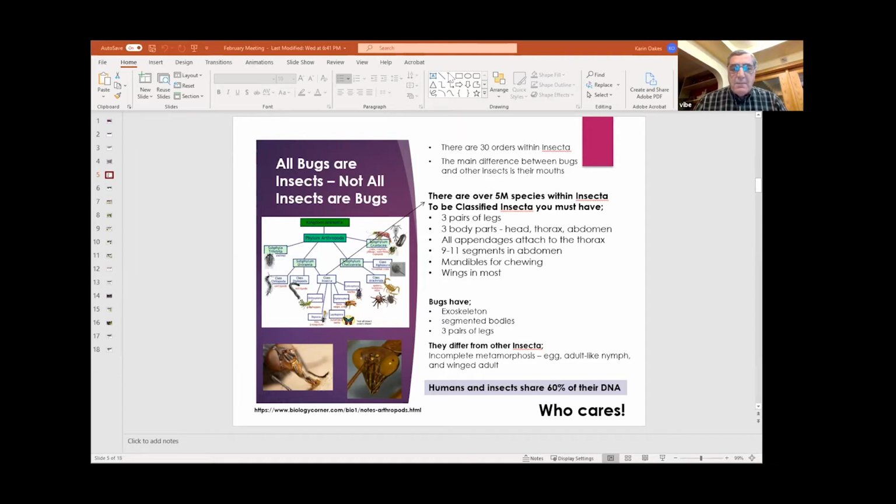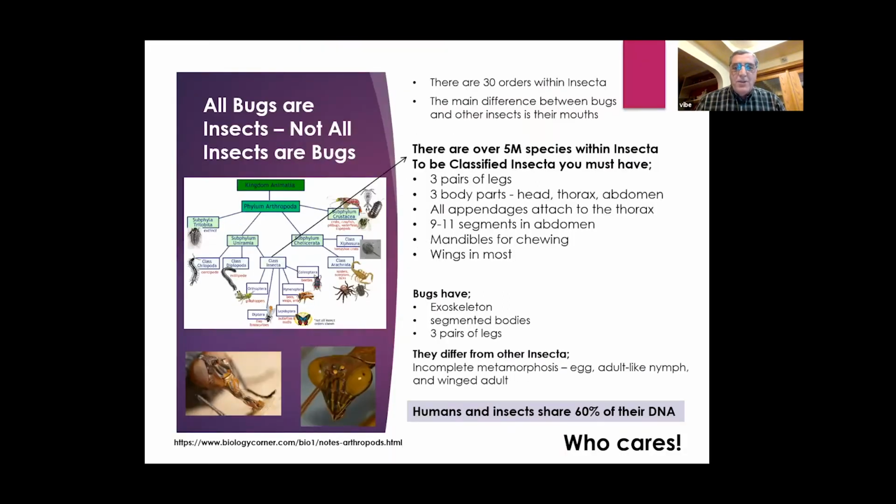Worldwide, within the taxonomy chart, there are 30 orders of insects. And bugs are just one of the 30. So all bugs are insects, not all insects are bugs, just like all humans are mammals, not all mammals are humans. Follow that? Okay, so when you get down to the specific insects, like a grasshopper or a beetle or what have you, there are 5 million of those species worldwide.